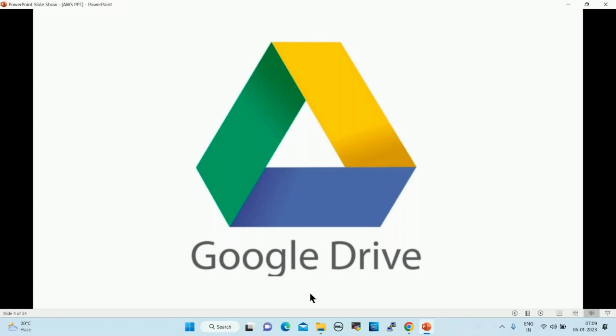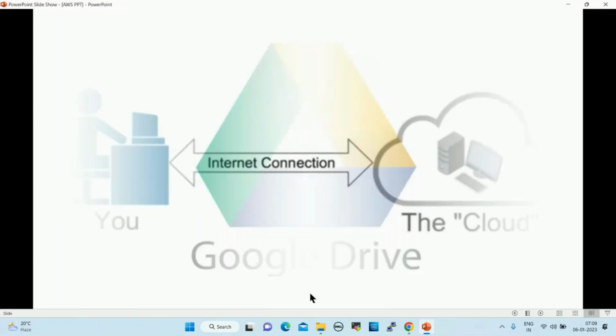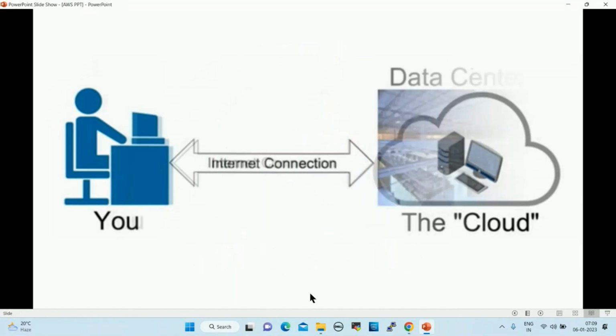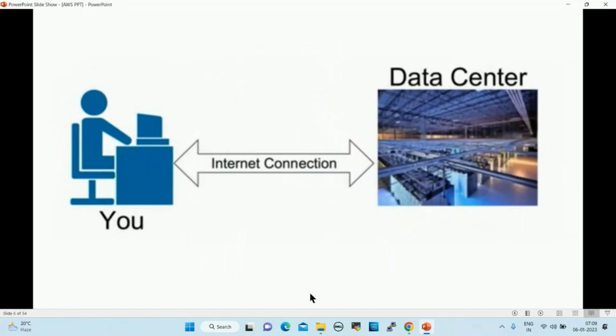Actually, it is not a server. It is a data center. So when you upload any files, they will be stored directly in the Google data center, right? So we are talking about the data center, and we'll discuss a few examples here.